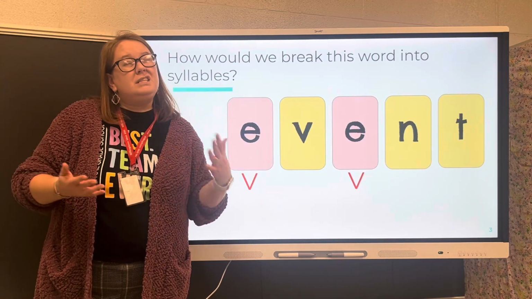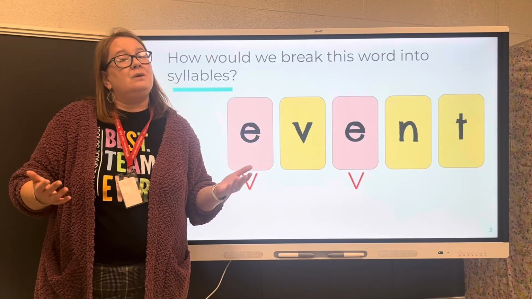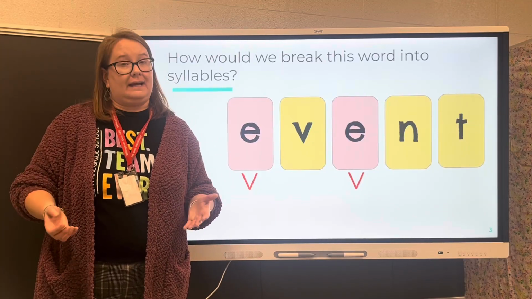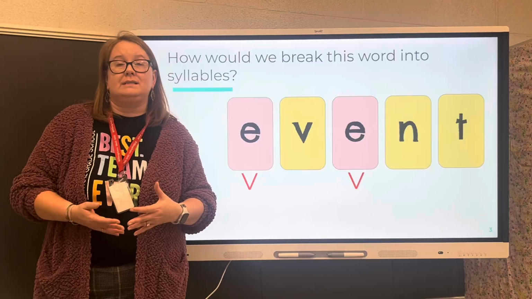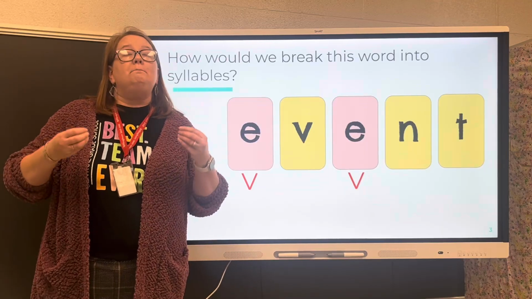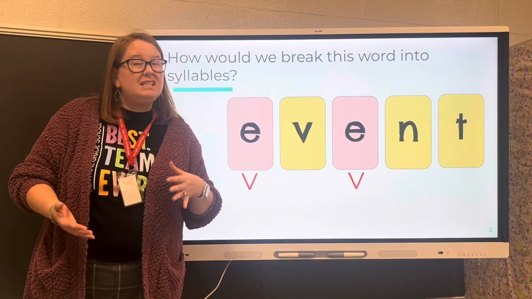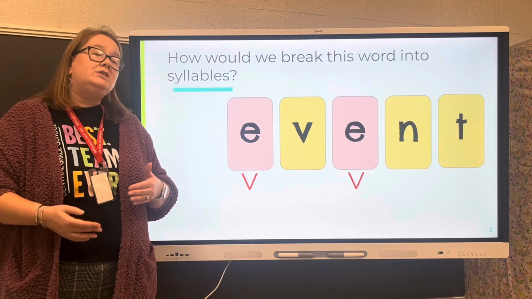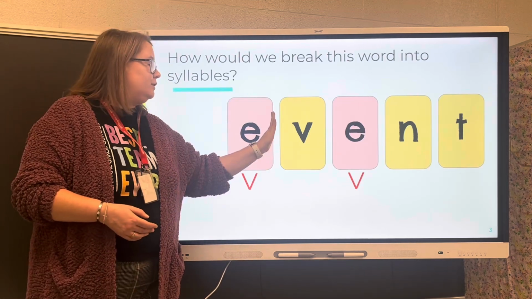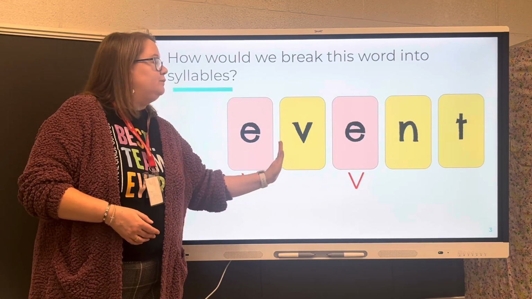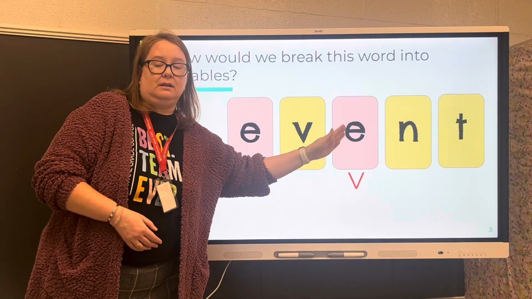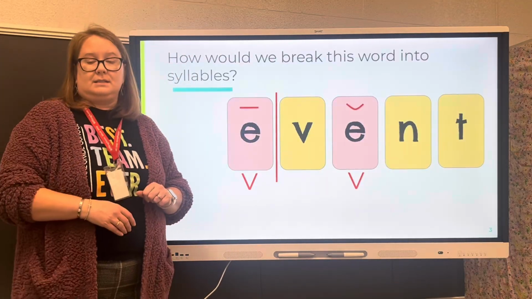Now, there's different ways to do this, and we have to be really, really flexible because it's not always the same way. But most of the time, in about 60% of words, you're going to separate the word after the first vowel and move the consonant to the second syllable. So it would look like this.